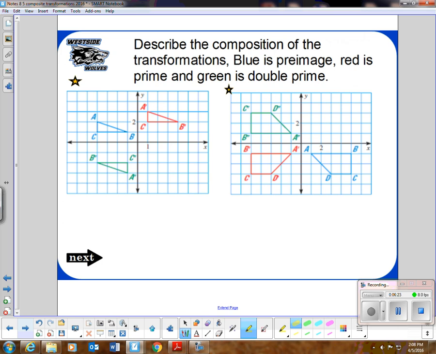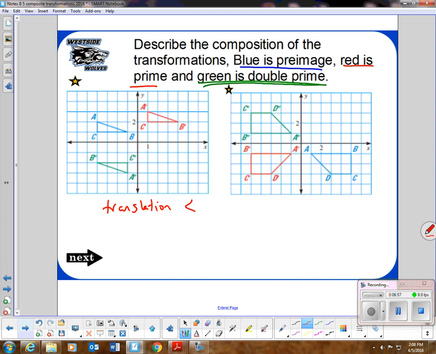All right, and so here it says describe the composition of the transformations. Blue is the pre-image, red is the prime, and green is the double prime. So how do we go from each one to the next? So make sure you list those. So if I look at this first one here, you want to look at this one. Blue is the pre-image, and then we move to the red. So how do we go from blue to red? And that would be a translation.